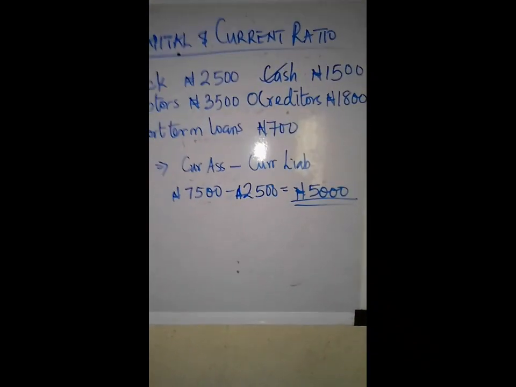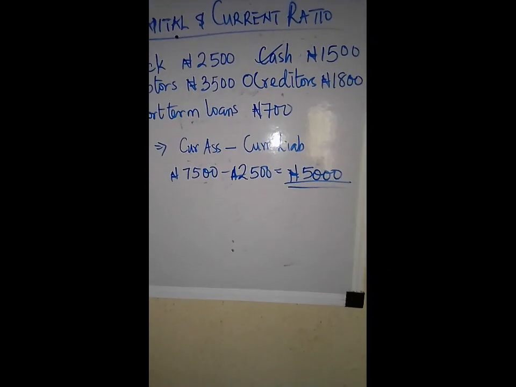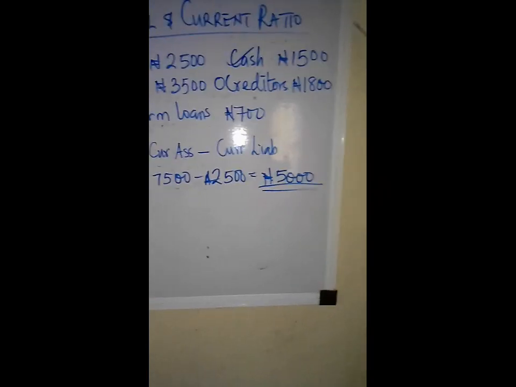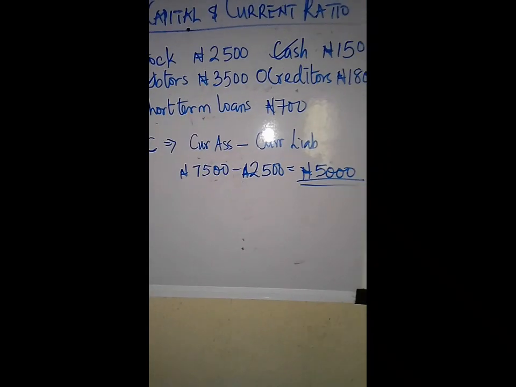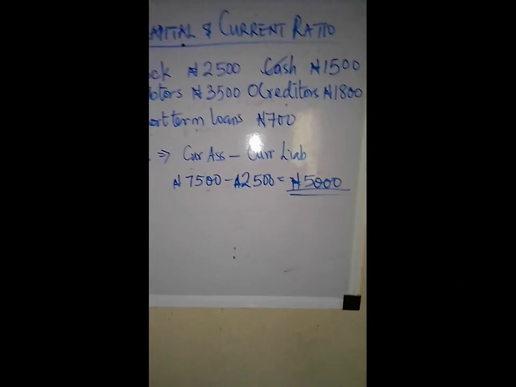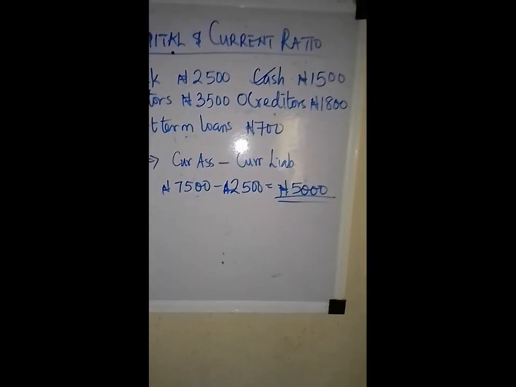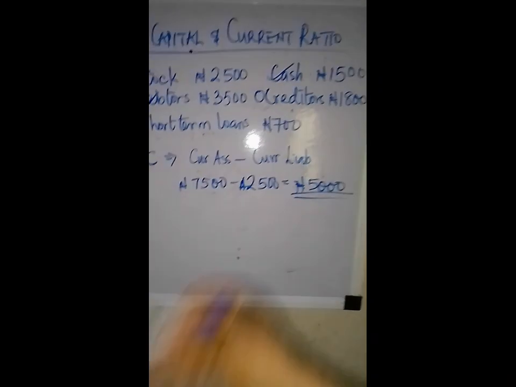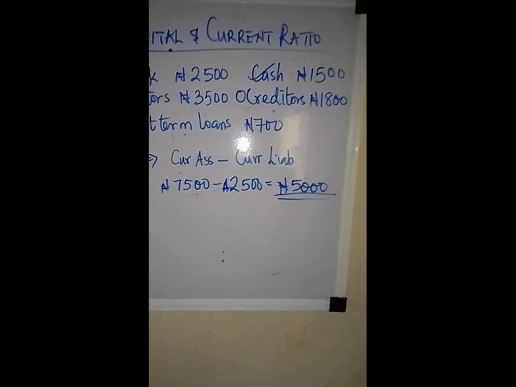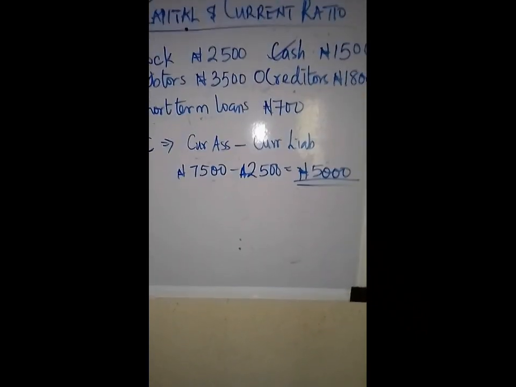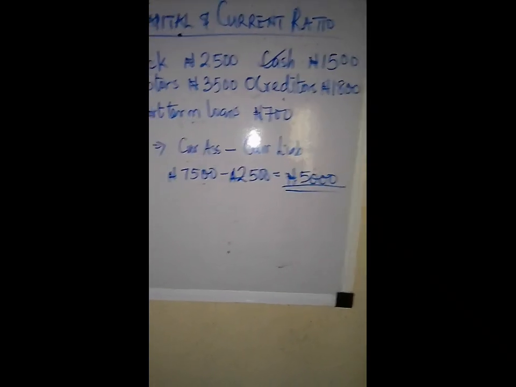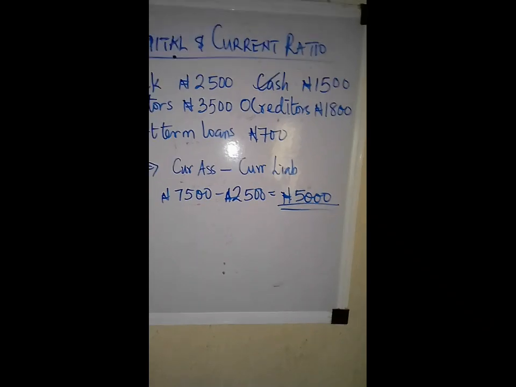What if the answer is 0? You are in trouble. That means the amount I'm owing people is the amount I have. That means if my creditors just come and say, please, you must pay us today, I give them everything, the business is gone. And what I'm giving them includes selling my stock, bringing all my money in the bank, collecting money from my debtors and settling them. No single cash in the business. That means the system has collapsed.